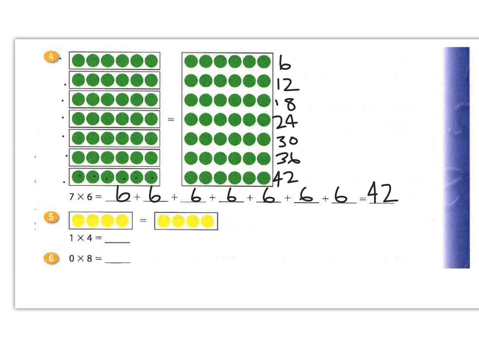Here you have 1 group of 4. That equals 1, 2, 3, 4. Remember, 1 times whatever number is the answer. And then anytime you multiply by 0, you get 0 every time.